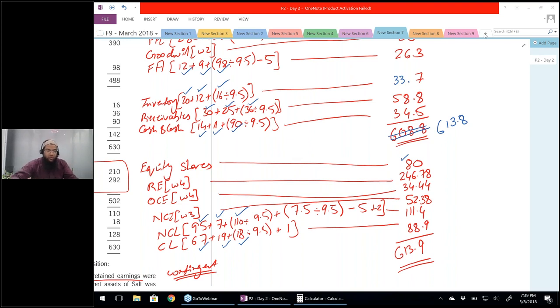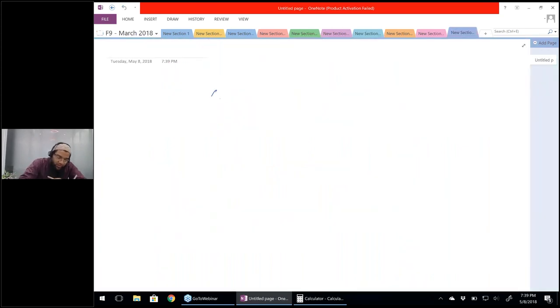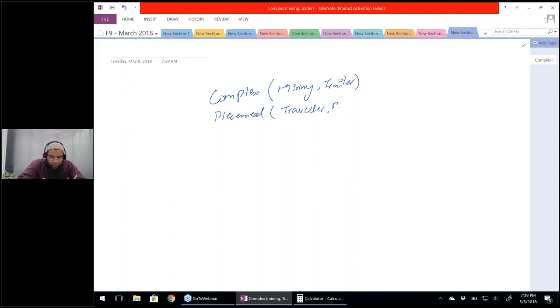Like, for example, let me inform you the questions. Look, for complex groups, you have only two questions. One by the name of mini that we have already solved, and one by the name of trailer. You can solve these two. For piecemeal acquisition, I would recommend you people to solve a question by the name of traveler and Robbie. For the topic of disposal, you have two questions, Kuchin and Diamond. You can solve these two questions for disposal. And for foreign subsidiary, you can solve Bubble and you can solve Rose. These two are good questions.